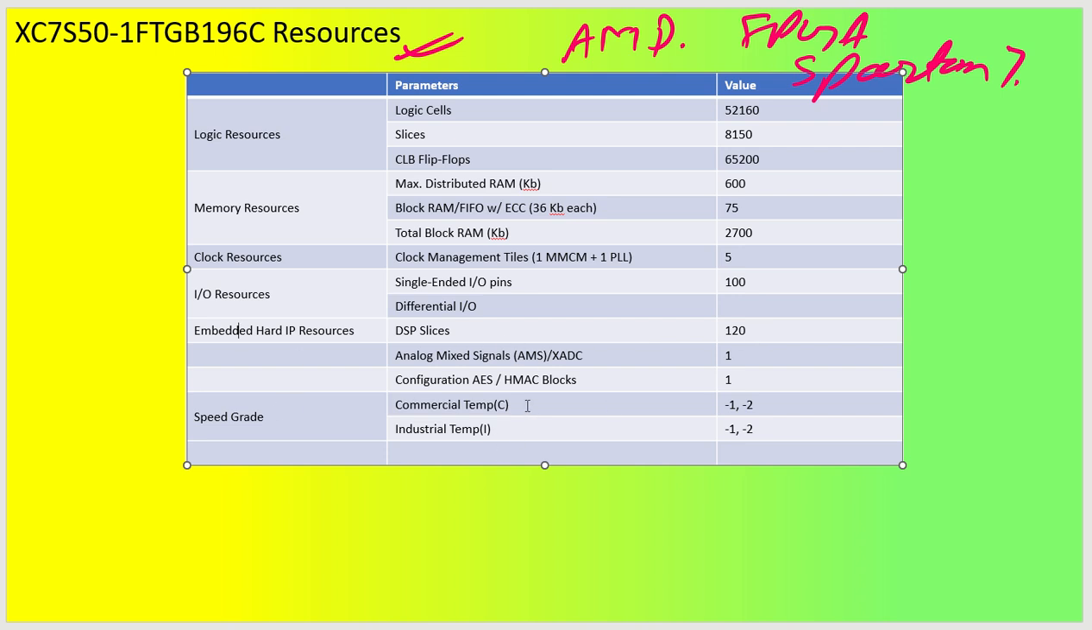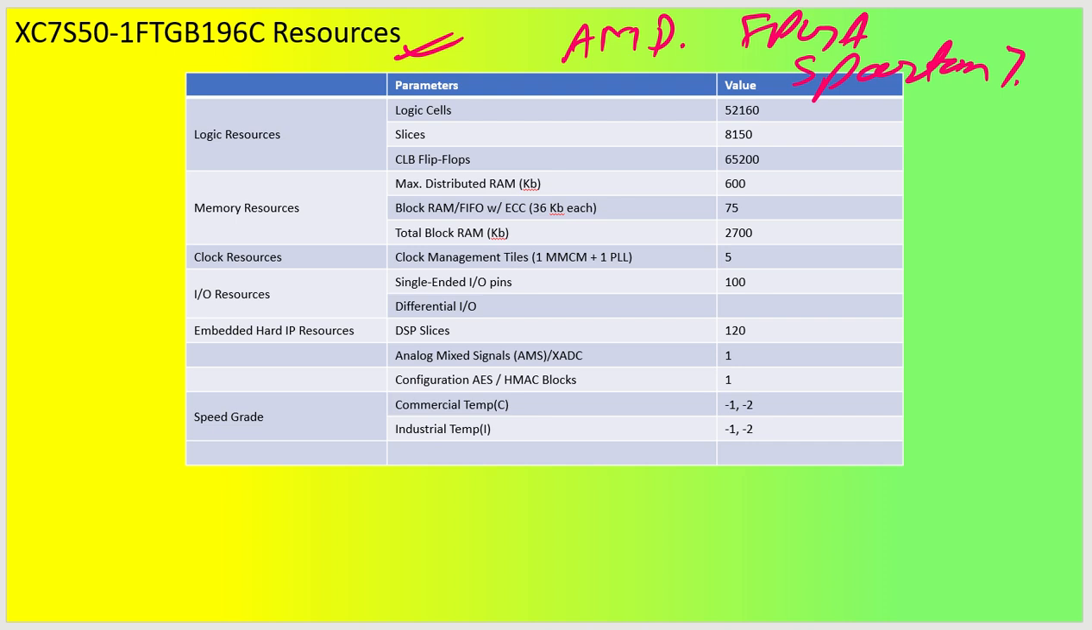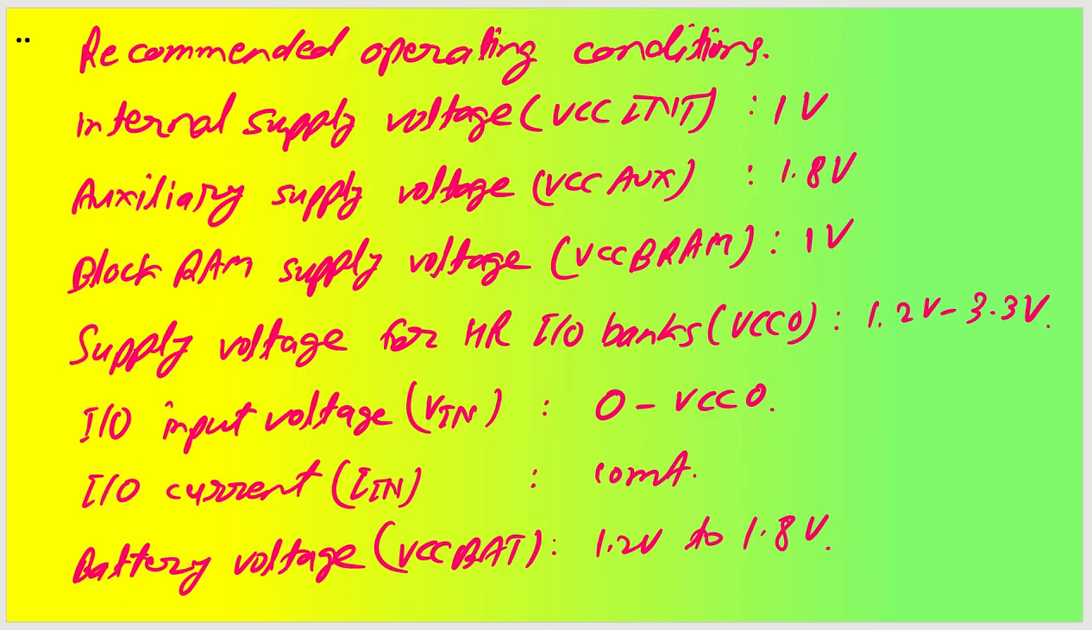It has even ADCs, and speed grades and temperature grade both are available. Okay. If you talk about the details of this particular IC, you can see we have recommended operating conditions and all these things. This is a very important part that we always take into account before designing the circuit. The core supply voltage is going to be 1 volt. So we need a 1 volt voltage source. Then auxiliary supply is 1.8 volt. Block RAM is 1 volt.